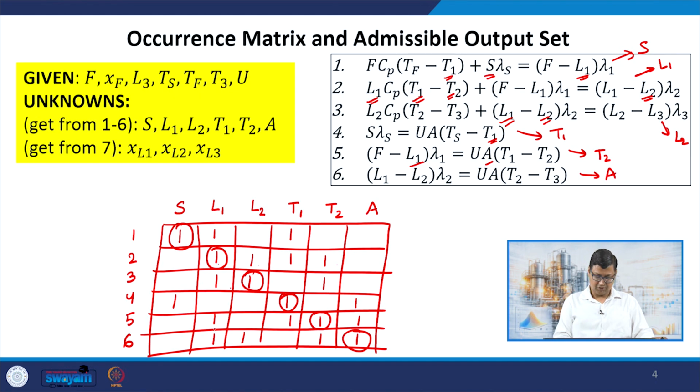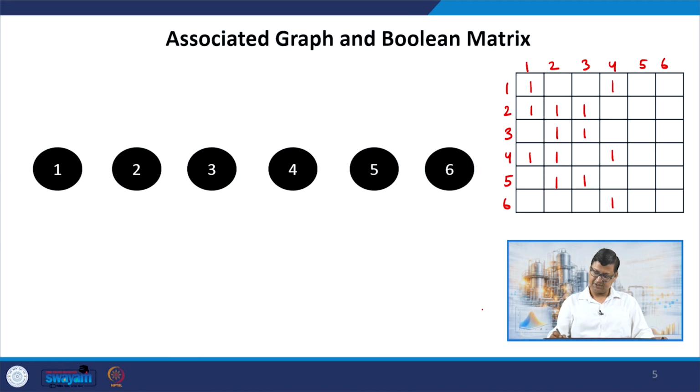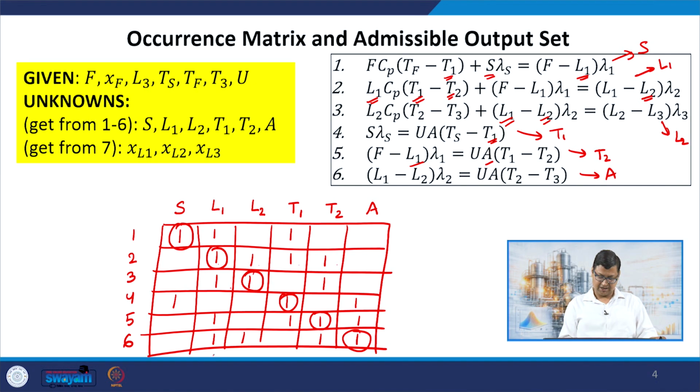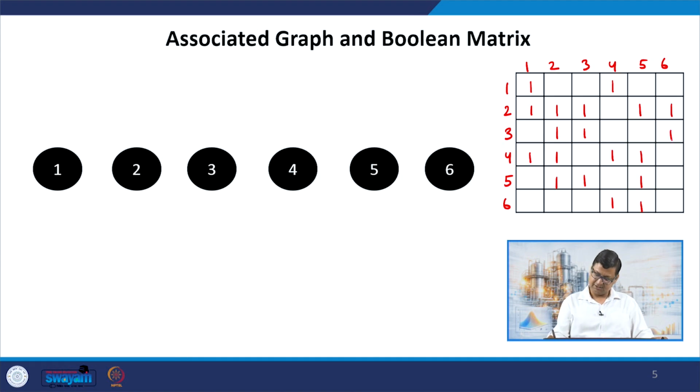Then fifth row is second, fourth, fifth, sixth, that also becomes a column here. And the last row is second, third, fifth, sixth, that also becomes a column here. So, we can use the alternate way as well, but this is a simpler way. We simply take a transpose of the occurrence matrix and that gives me the Boolean matrix.